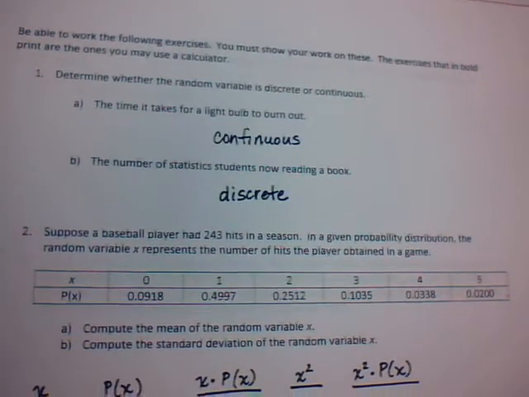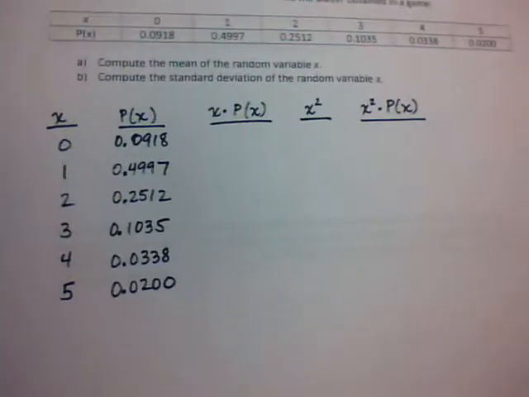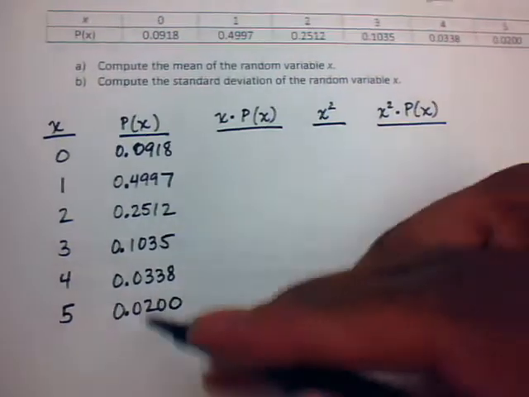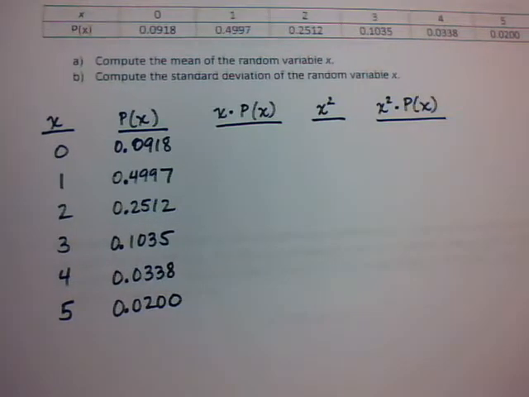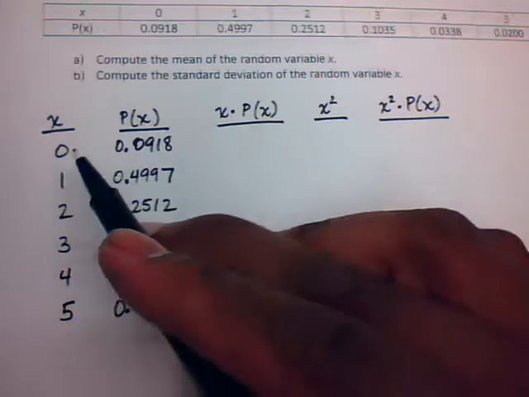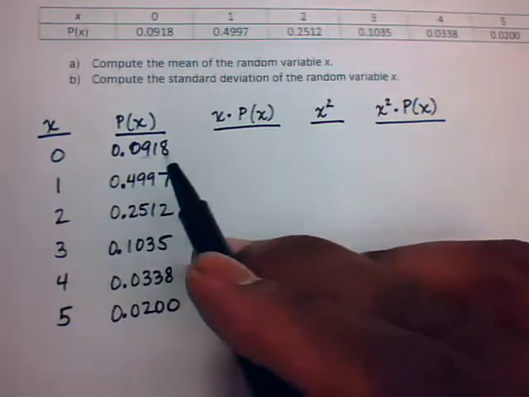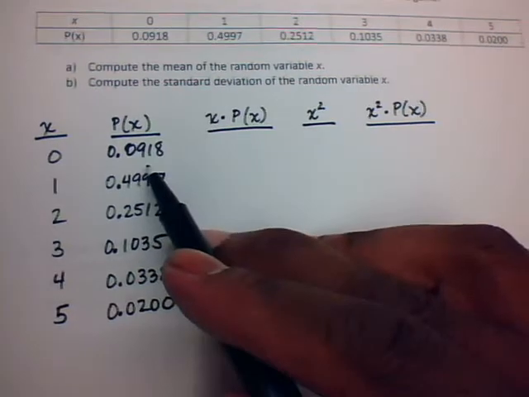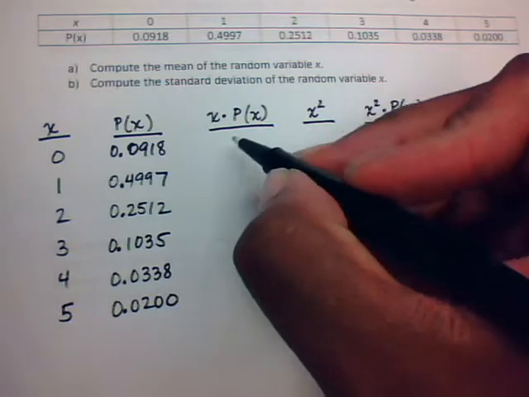All right, in this case here, what I've done is created a table in vertical form for the x and p of x. Now, the next column is x times p of x. What I'm going to do here is multiply the x value times its respective probability. So like 0 times 0.0918, that's simply 0.